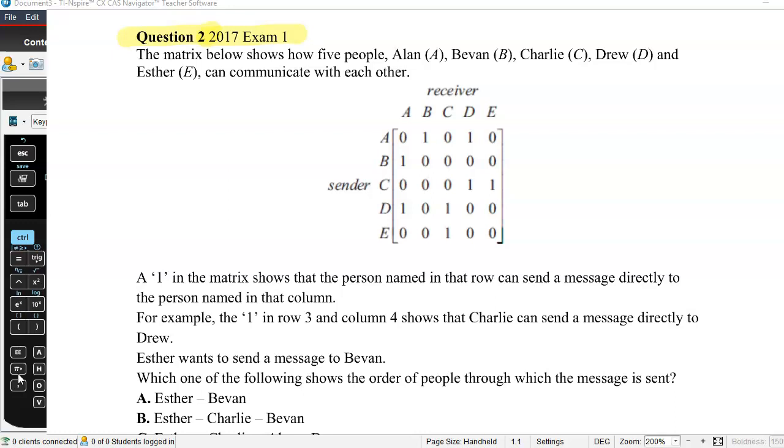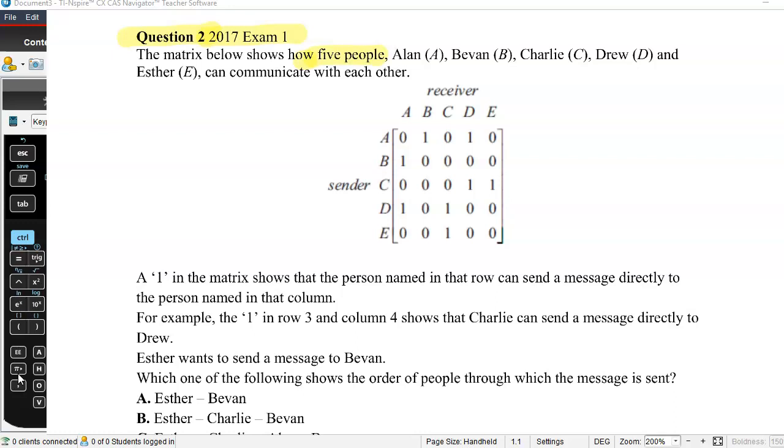So the matrix below shows how 5 people, Alan, Bevan, Charlie, Drew, and Esther, can communicate with each other. So you can see that Alan can talk to Bevan and can talk to Drew. Bevan can talk to Alan, but no one else. Charlie can talk to Drew and can talk to Esther. Drew can talk to Alan and can talk to Charlie. And Esther can talk to Charlie.